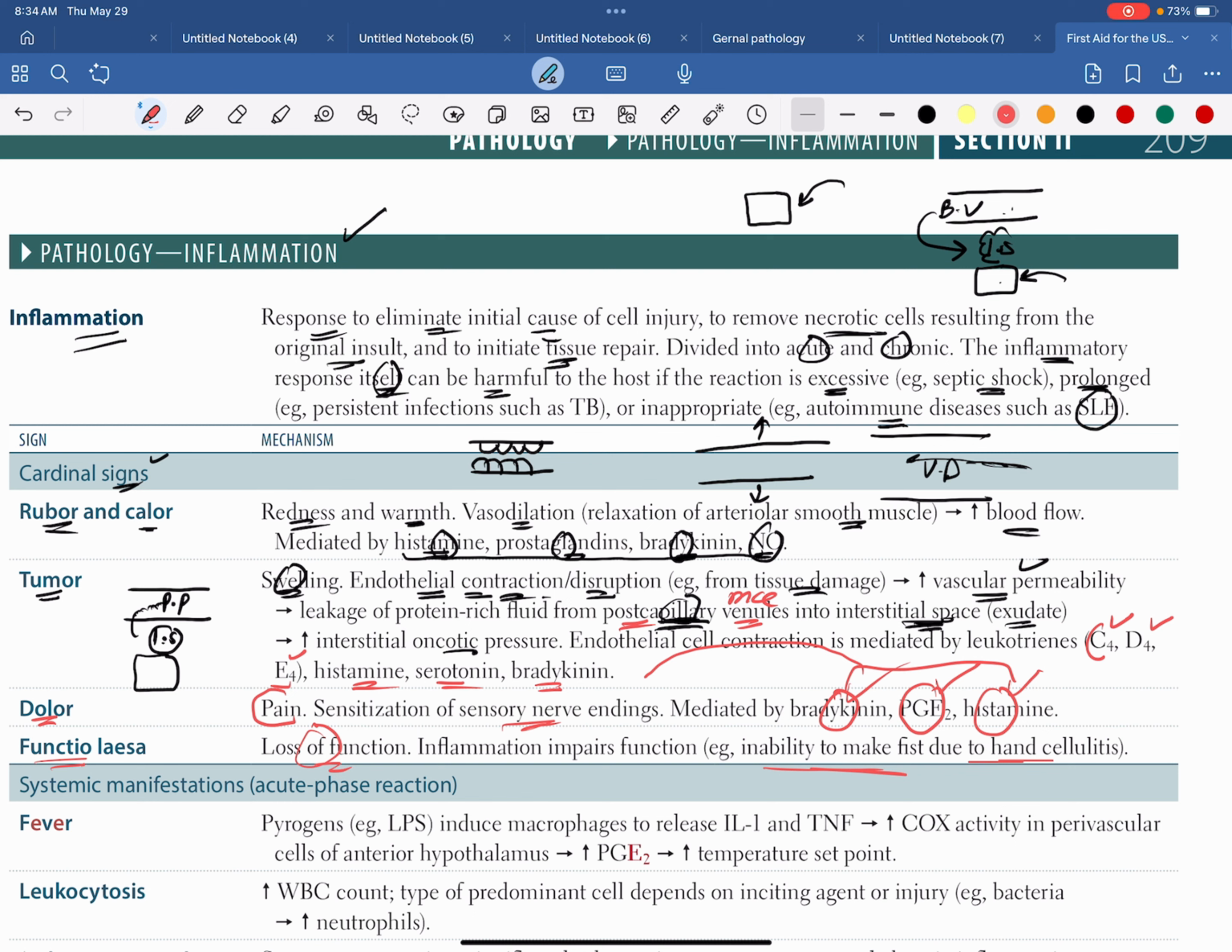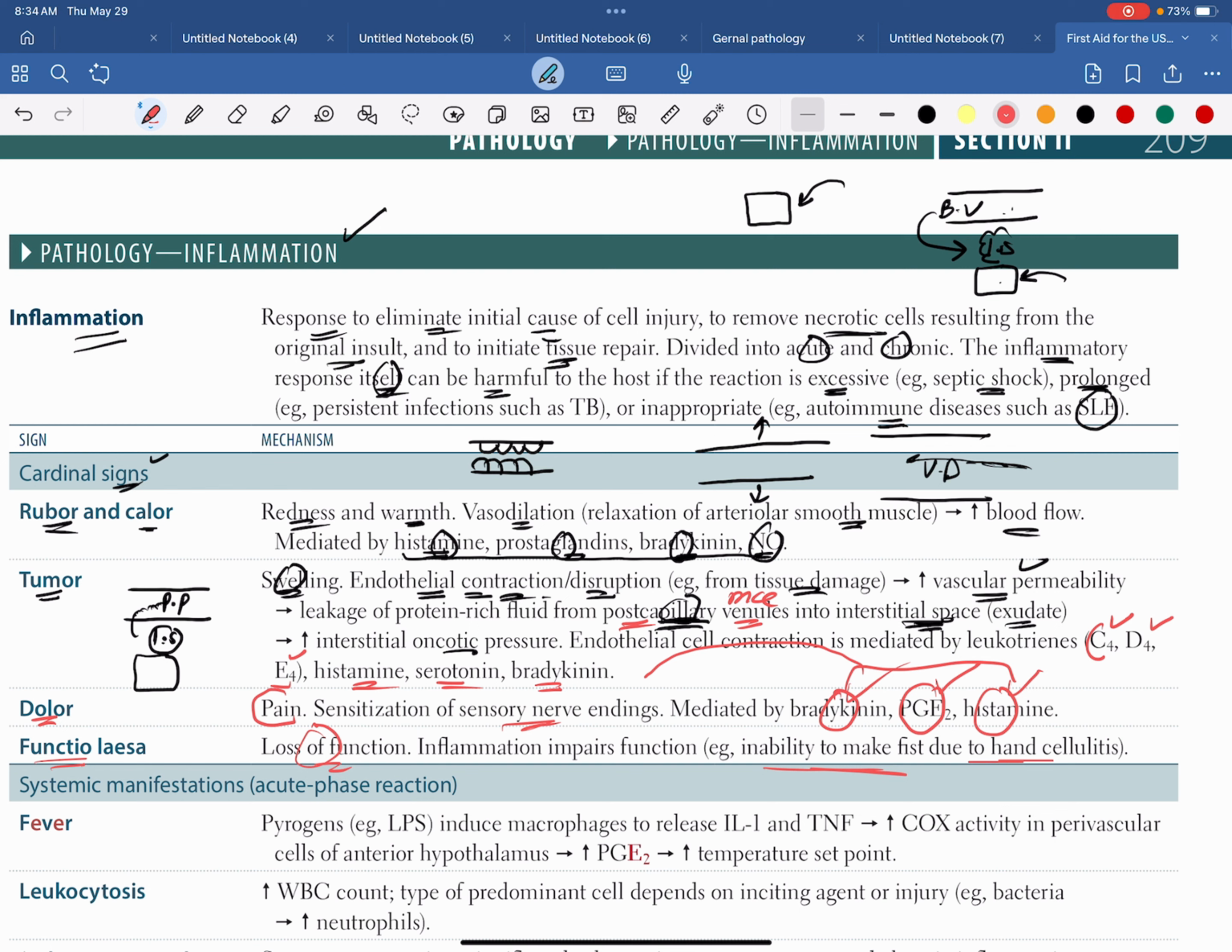So what is the meaning of this? If you get inflammation of the hand, like cellulitis of the hand, then you will not take work from that hand. You will use the other hand and try to do your task with that hand. So this is the example of loss of function.